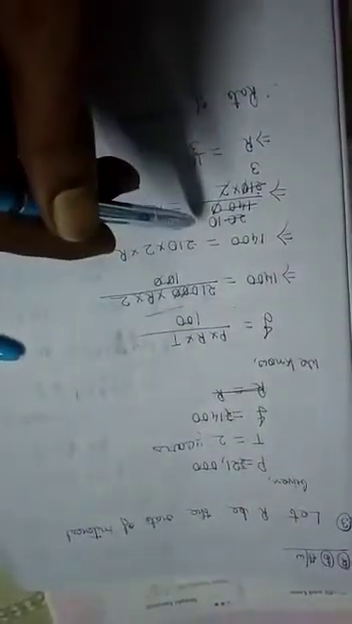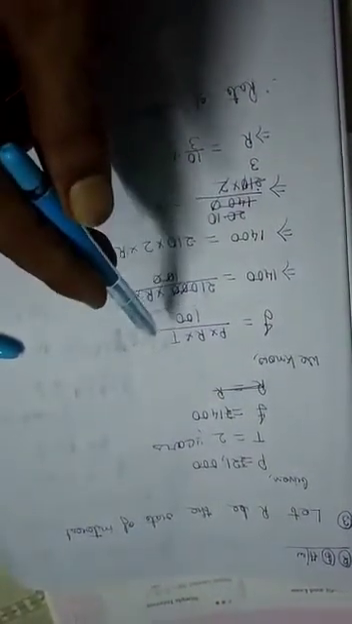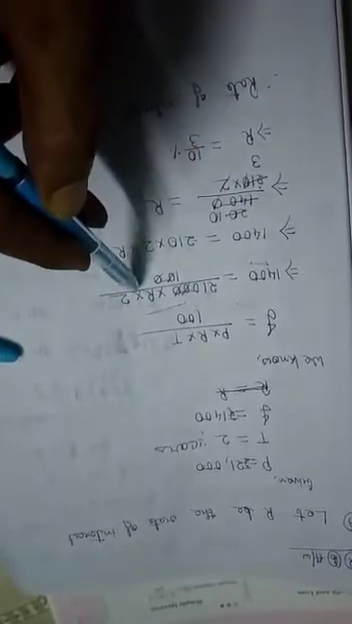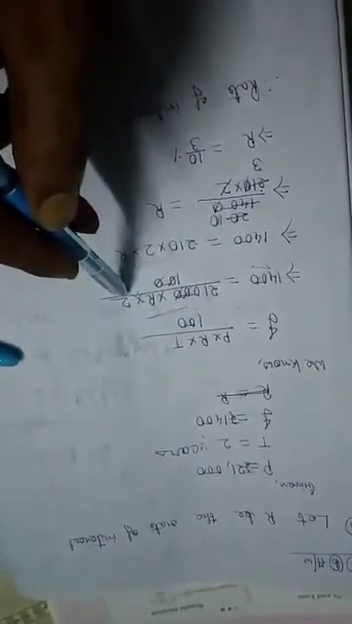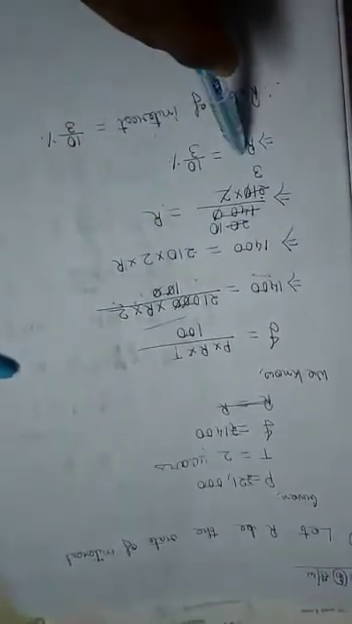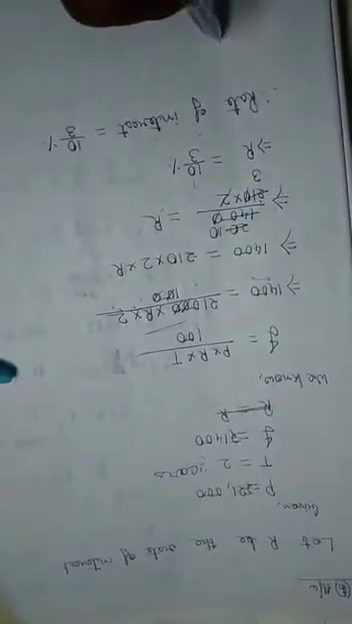We know we have to put the values in the formula PRT. Here interest is given as 1400, principal is 21,000, R is not given, and time is 2. So after cancellation we have R equals 10 by 3%. So the rate percent will be 10 by 3 percent.